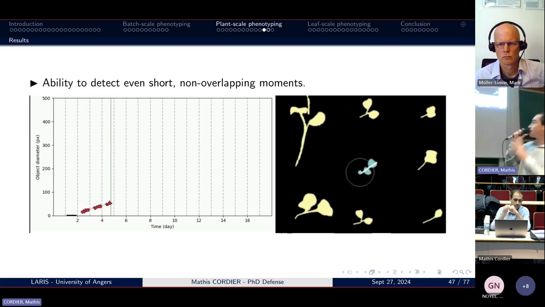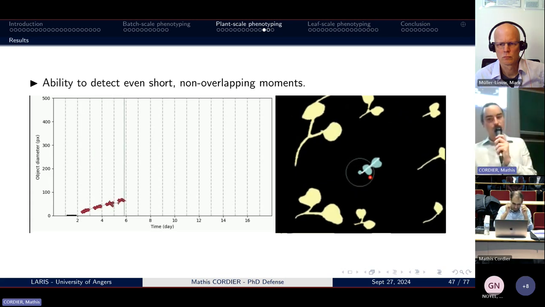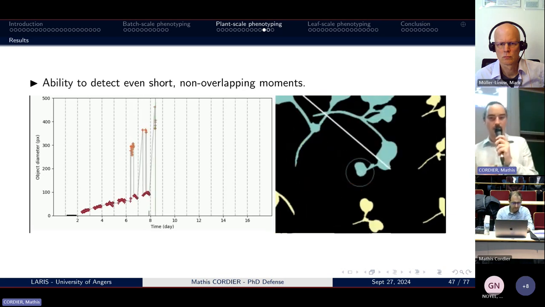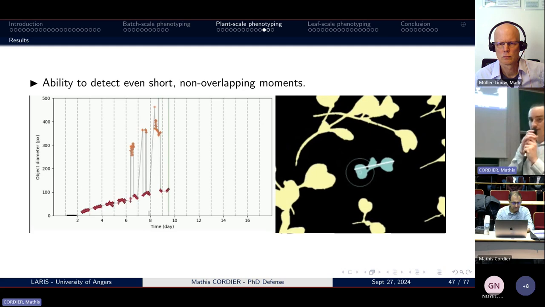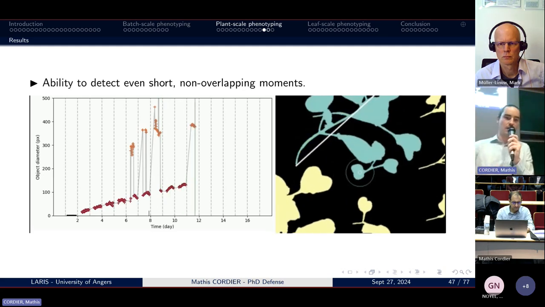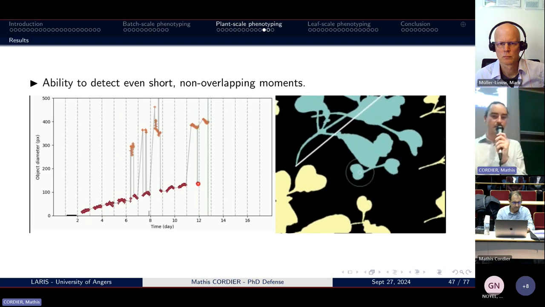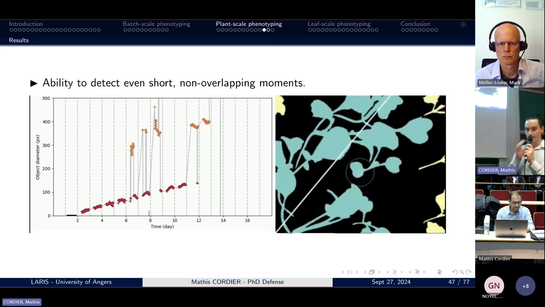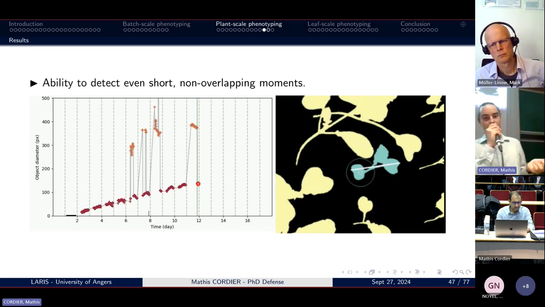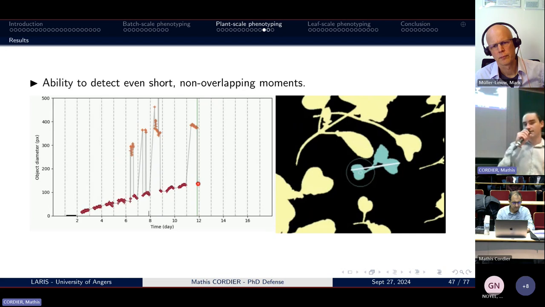We can see at the beginning that we have a lot of trivial cases because the growth stage is quite low. But after a certain time, due to the plant growth and oscillations, we have a lot of overlap. And we can see here at day 11 that we are able to use a unique frame of the day where the plant is non-overlapped. So this method is able to detect even short non-overlapping moments.